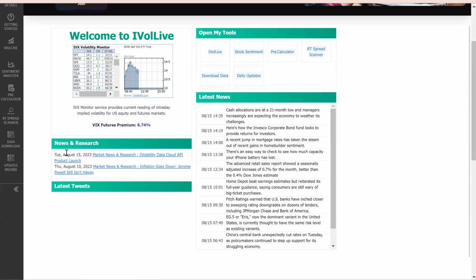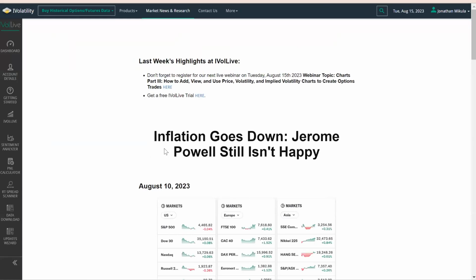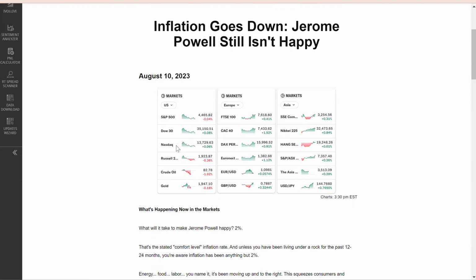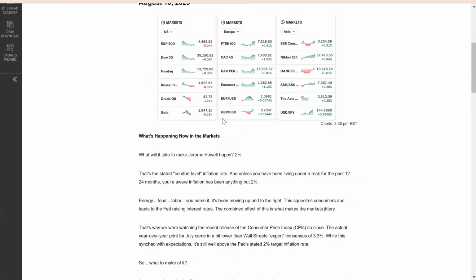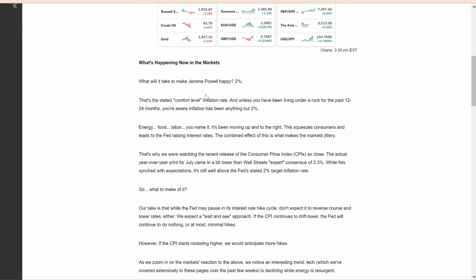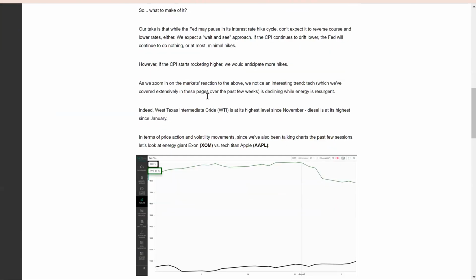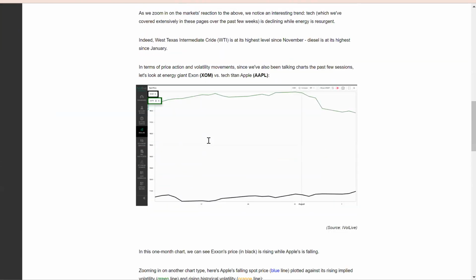Also, over here, we have our news and research tab, where we put out our editorial. These are always really good places to come to find interesting ideas. We recap what's been going on in the market. In this case, we were talking about inflation and how that impacts the tech and the energy sector.